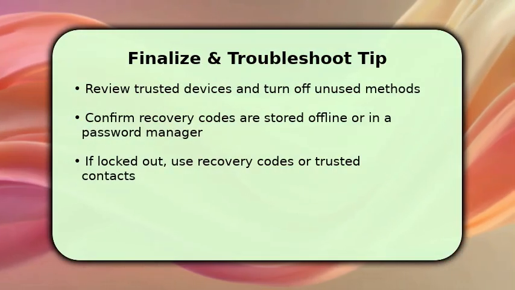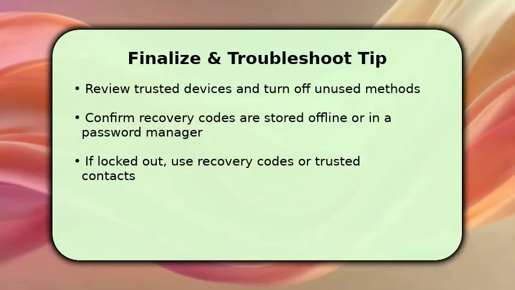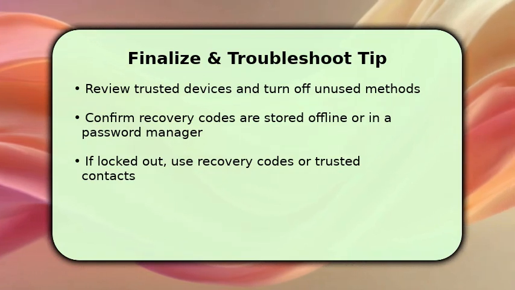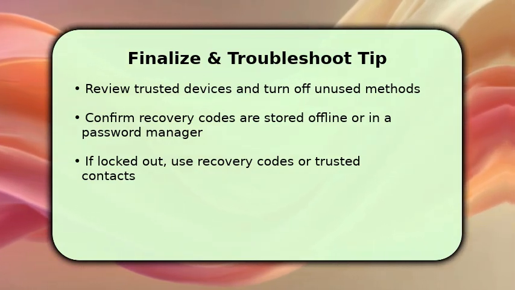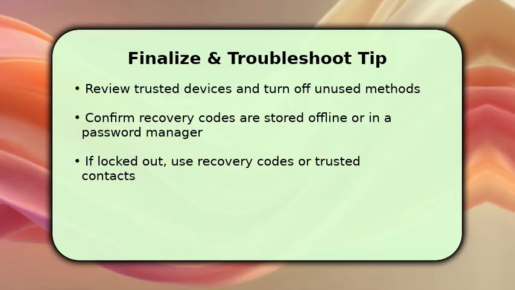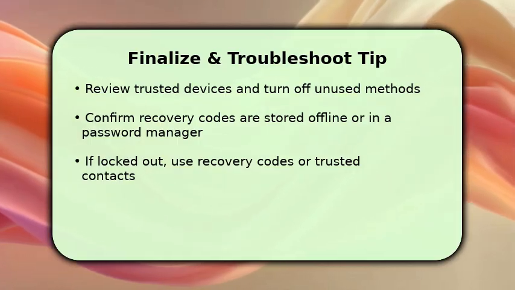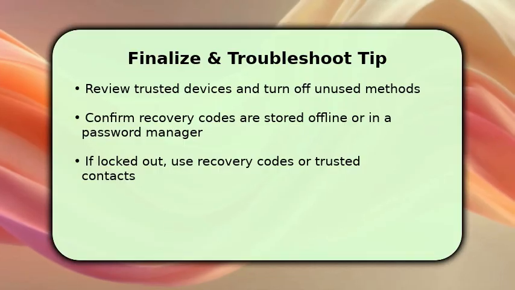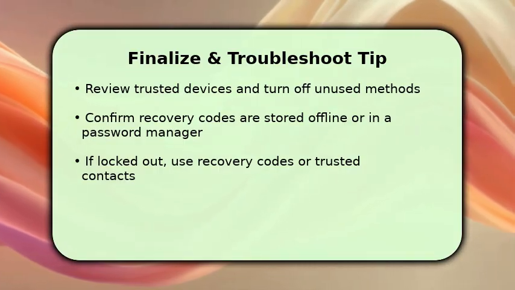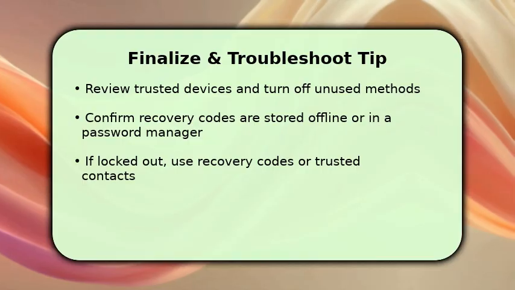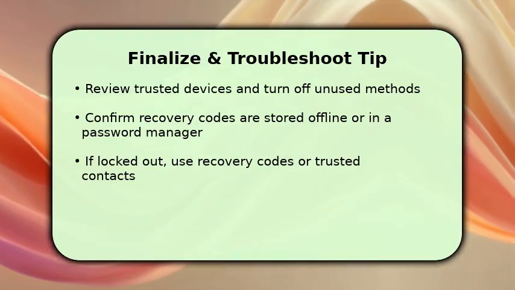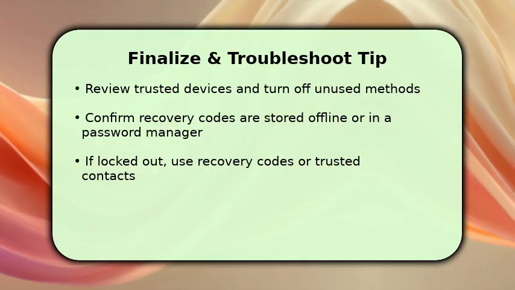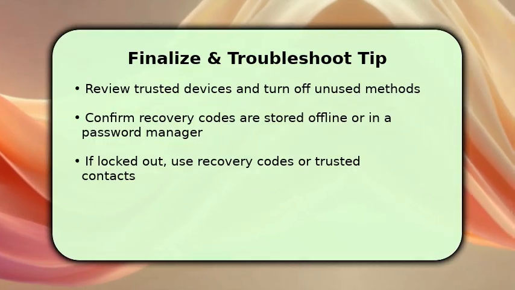Finish by reviewing trusted devices and removing any you no longer use. This prevents stale access. Ensure your recovery codes are stored securely, offline, or in a password manager, because they are the ultimate fallback. Enable trusted contacts only if you understand the process. If something goes wrong and you're locked out, use a saved recovery code or a trusted contact to regain access.